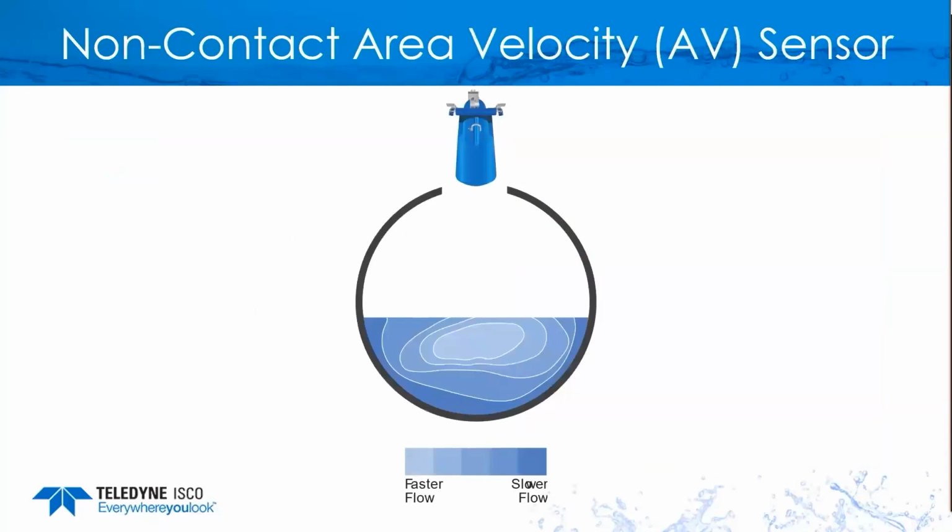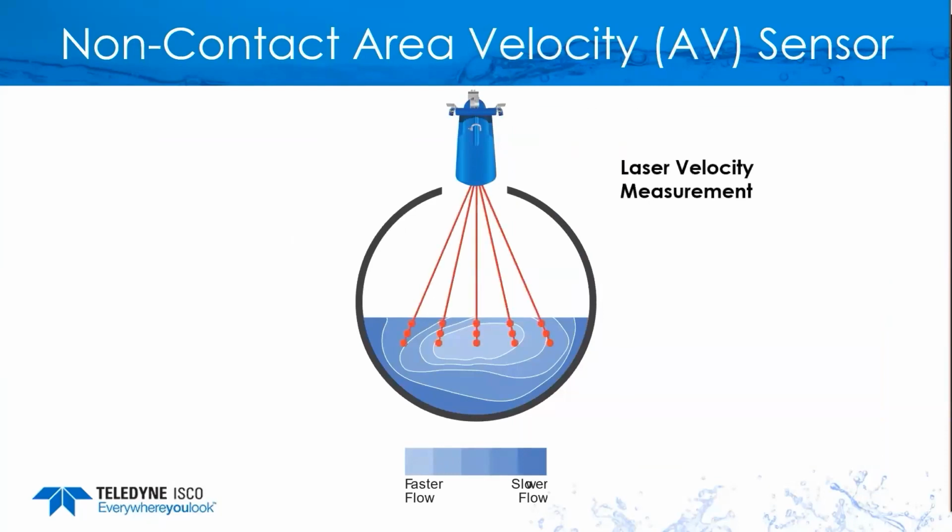Now, the non-contact sensor, how does it work? So we have the laser flow sensor. It uses an ultrasonic sensor to read the distance to the water to then calculate the water depth and the wetted area. And then the velocity measurement, it uses a laser and it focuses just below the surface.